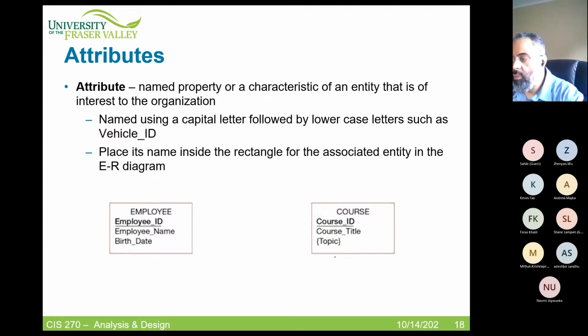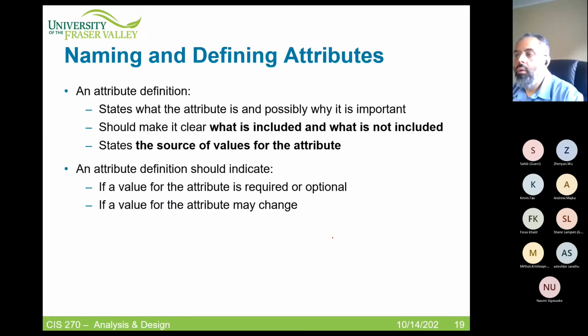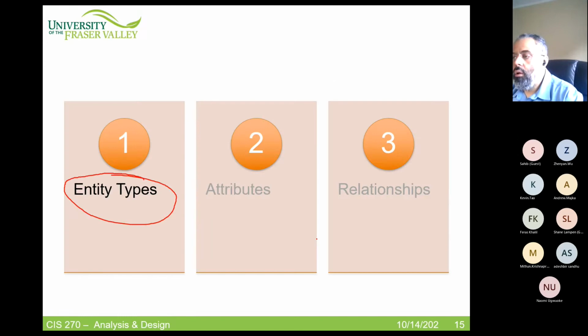In this case, for the same line, for the same entity instance, we will have different values. So we have to put braces because it is a multi-value attribute in this case.